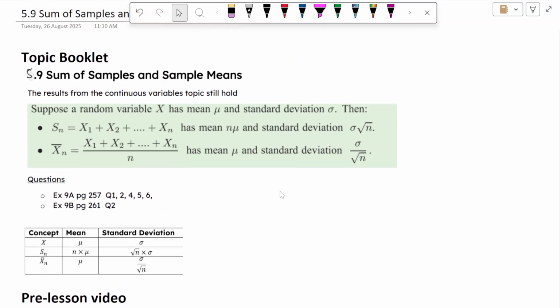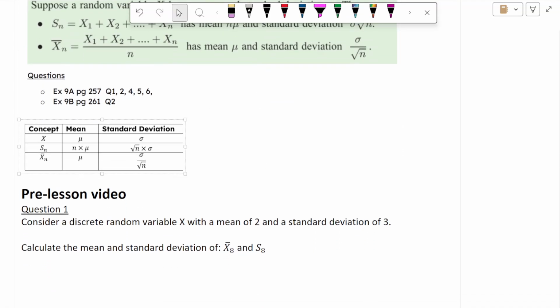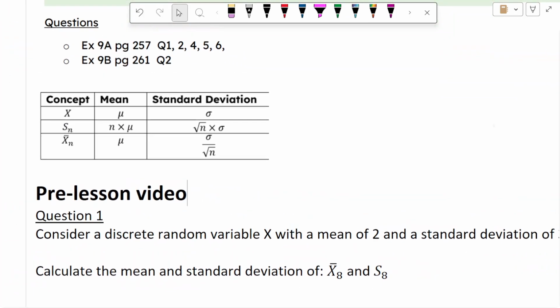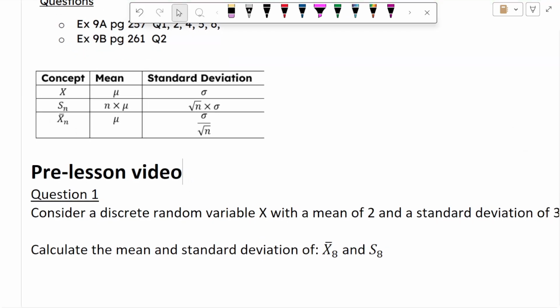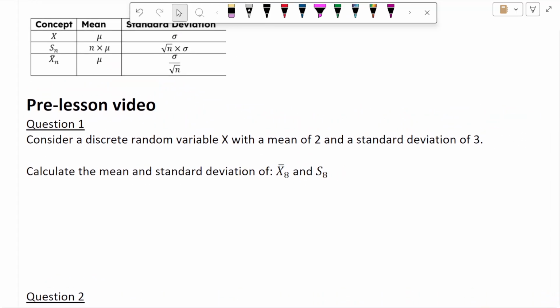All right, we're looking at sum of samples and sample means for discrete variables, and this will be almost exactly the same as what we did in continuous variables. We have these formulas. Just as a reminder, Sn is when you take a group of n things and look at the sum. X bar n is the averages. So with this, you've got a discrete random variable, all that stuff.